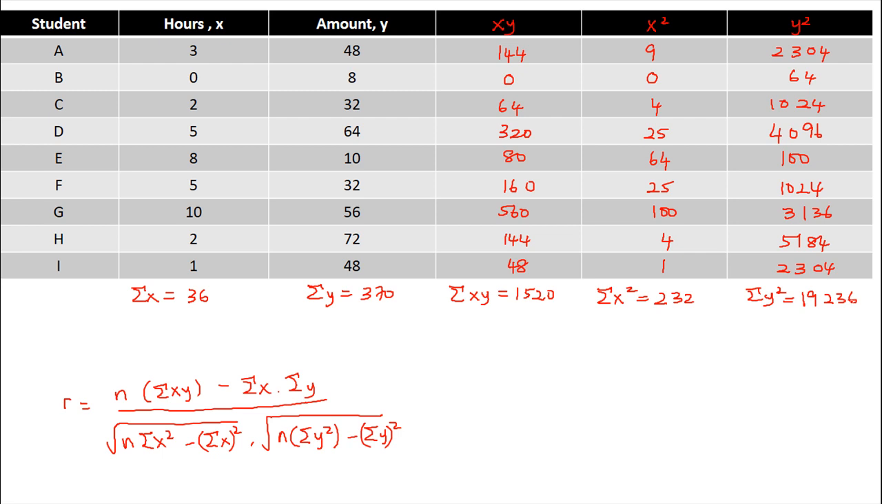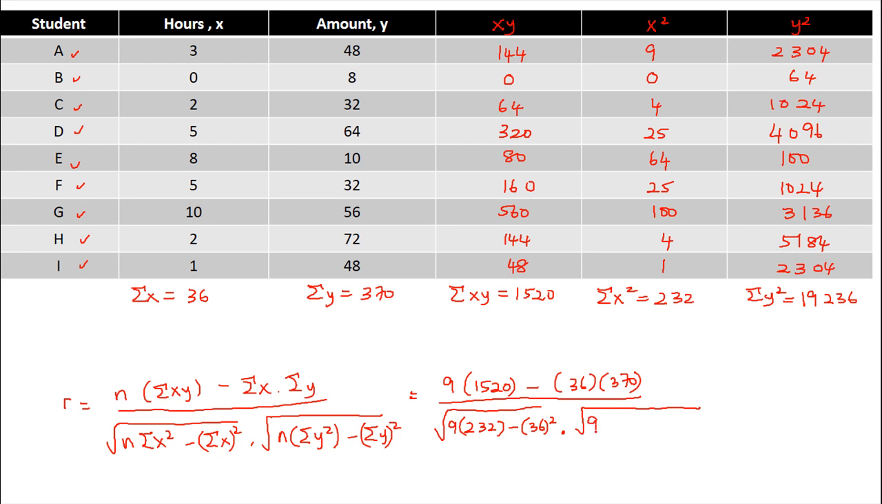The sum of y square is 19,236. From all the values here, you just have to substitute in the formula to find the sample correlation coefficient. Now n, the number of samples: 1 2 3 4 5 6 7 8 and 9. So n is 9. The sum of xy is 1520 minus the sum of x, 36, times the sum of y, 370, divided by the square root of n, which is 9, times the sum of x square, 232, minus the sum of x, 36, square. Multiply by the square root of n, 9, times the sum of y square, 19236, minus the sum of y, 370 square.